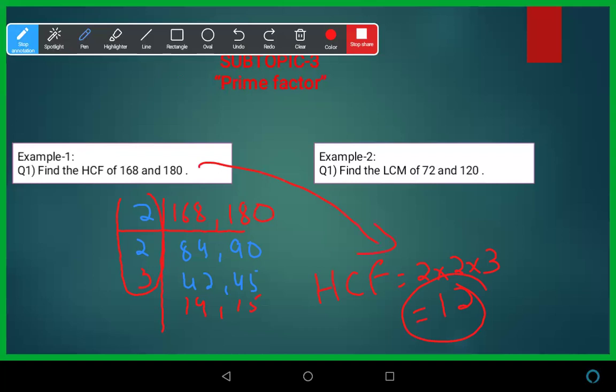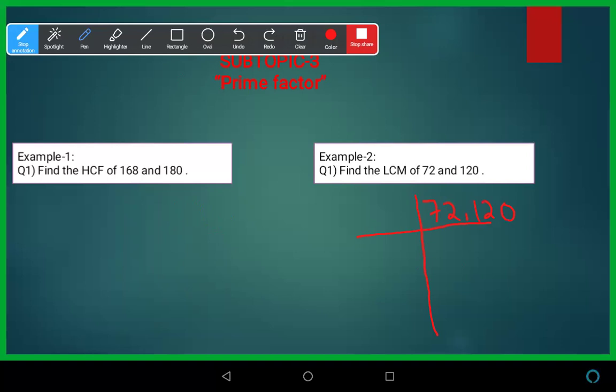So it's very important that both the numbers are divisible by the same number. If it's not possible, then you have to stop. Now it's time for LCM. We can again use the division method for LCM as well, because we have seen the listing method, or multiple method, to find the least common multiple in the previous slide. So I'm using the division method.